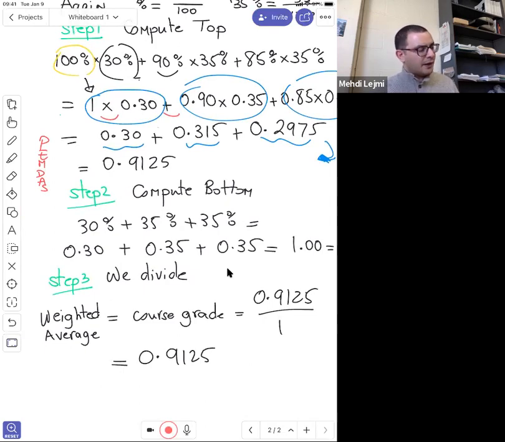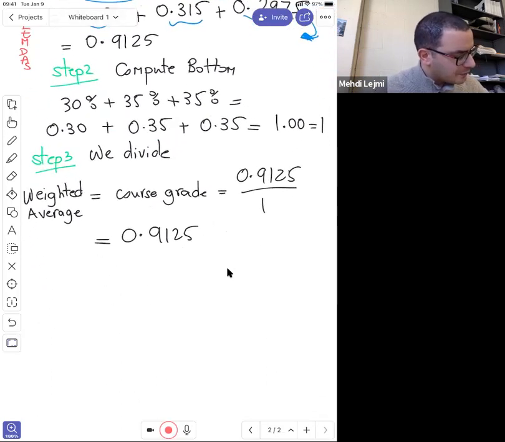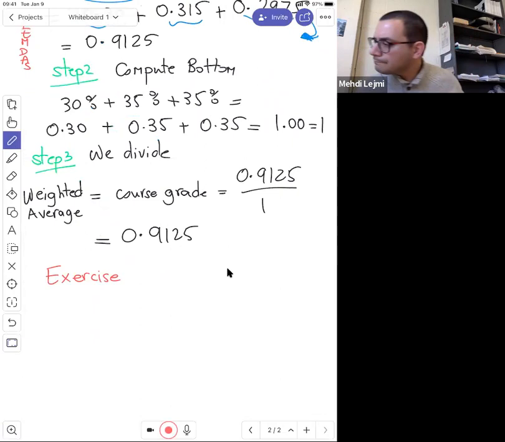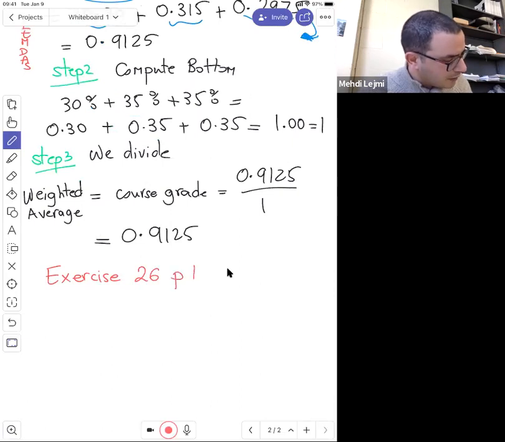All right, so you know what, guys? We can probably practice it a bit because I know this formula has a lot of operations, right? So we're going to do an exercise from the textbook. This is exercise 26, page 103.